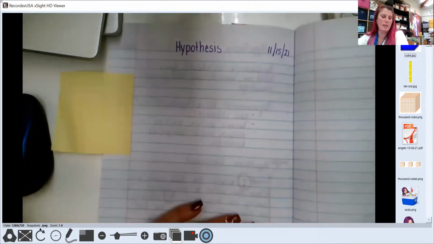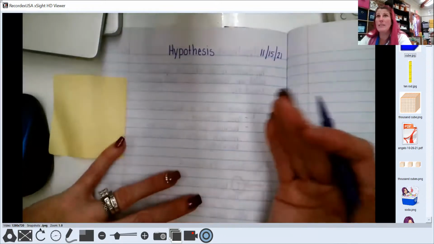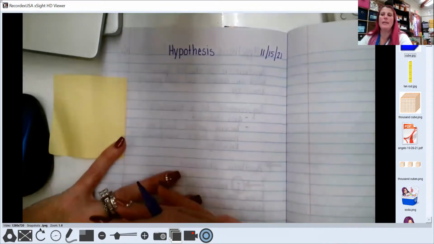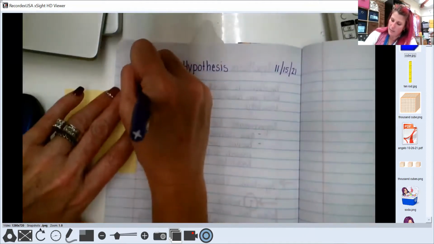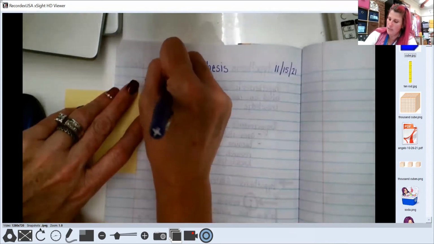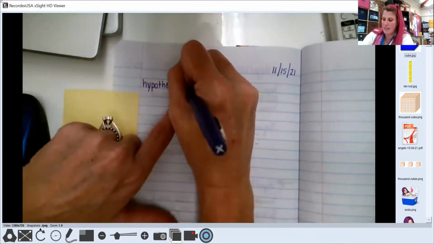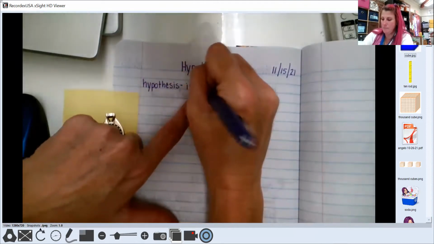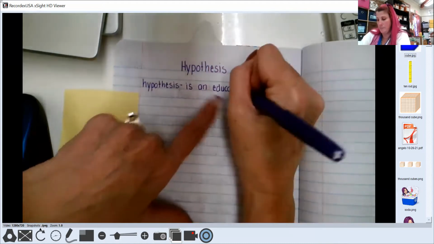So we're talking about our hypothesis. The first thing that we have to do with a hypothesis is define what it is. You can't create a hypothesis if you don't know what it is. So we're going to do our definition. Hypothesis. A hypothesis is an educated guess. And that keyword is educated.